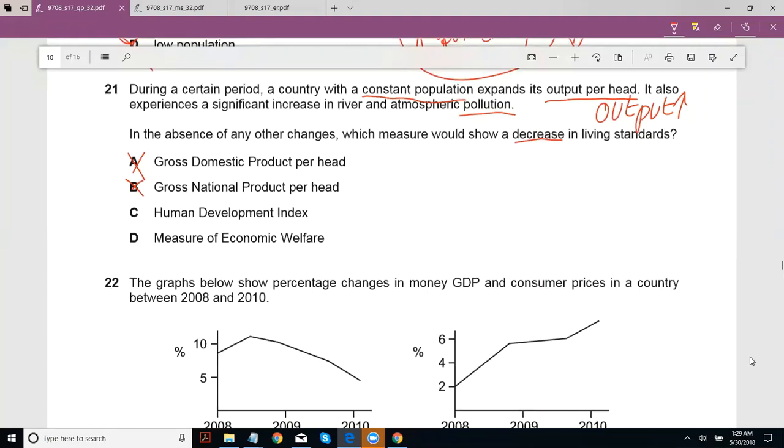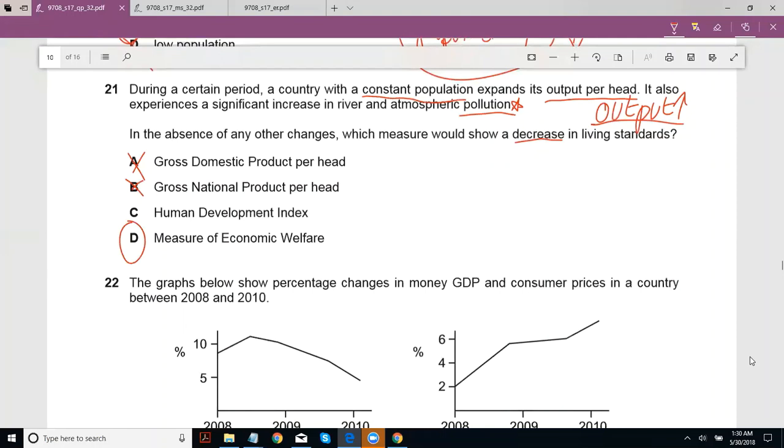And then obviously you used to have net national product, I believe, which used to take into account depreciation. But they don't take into account pollution. They're only going to take into account the increase in output, so they're going to show an increase in living standards. Now you're left with HDI and the measure of economic welfare. So okay, HDI.